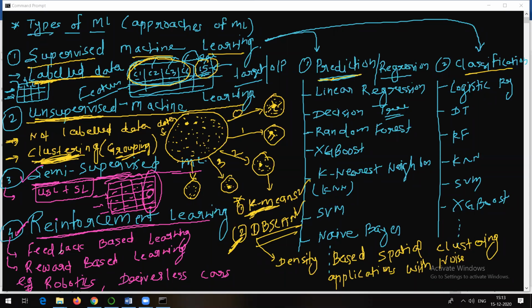For example, see why it is called reward based or feedback based. Suppose there is a robot which is developed here, and a training is going on for this robot. After the training, you want to test the robot. That robot is supposed to move one step forward on some instruction. But if it moves one step to the right side on a particular instruction, at that time give negative feedback to that particular robot.